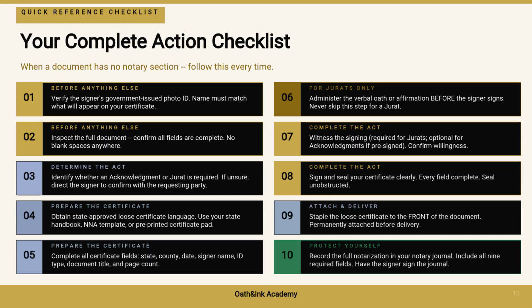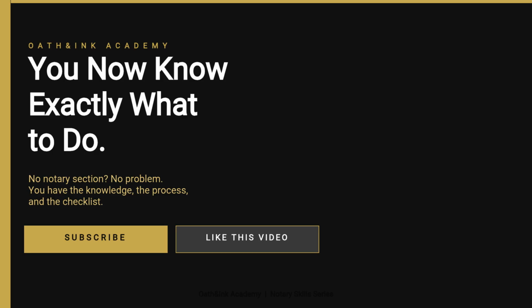Take into consideration that these 10 steps work for every loose certificate situation you will ever encounter. Simple affidavits, contracts, business agreements, foreign documents, you name it. The document type changes. The process does not. Master this checklist and you will never be caught off guard when a document without a notary section lands on your desk. And that is a wrap on today's lesson at Oath&Ink Academy.